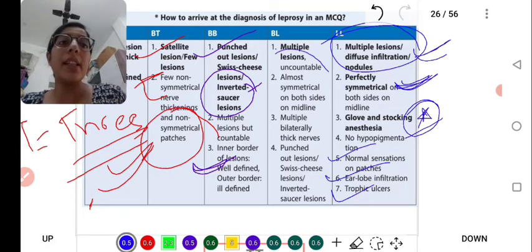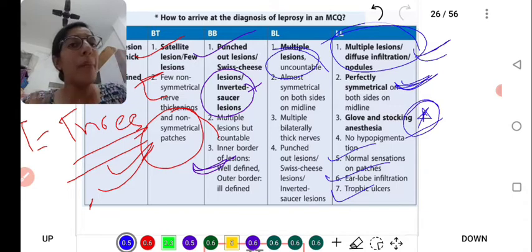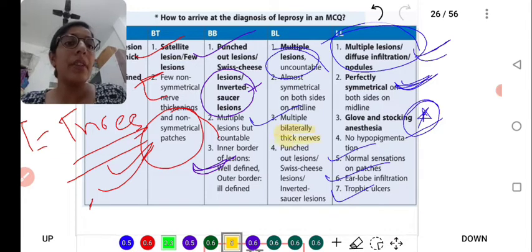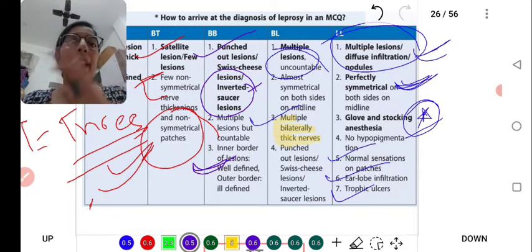What you find in borderline lepromatous: multiple lesions that are uncountable. Borderline has countable lesions while borderline lepromatous has uncountable lesions. Just focus here. Multiple bilateral thick nerves are involved. Same punched out or Swiss cheese lesions. So how will you differentiate between borderline and borderline lepromatous? Countable and non-countable lesions.